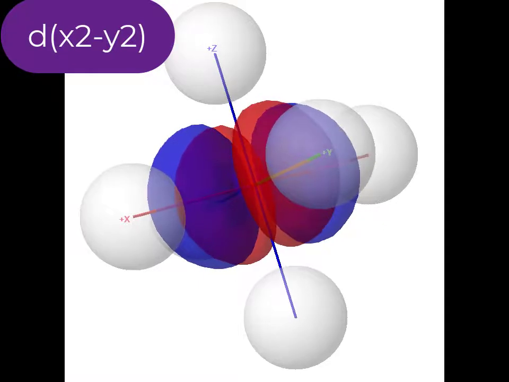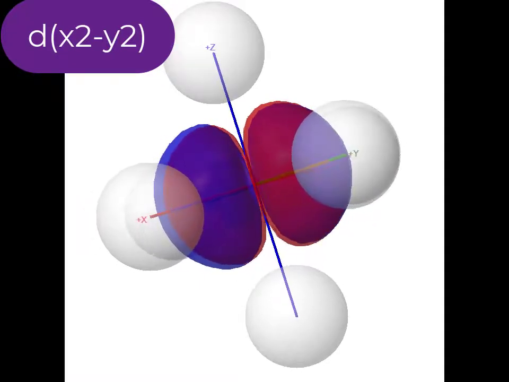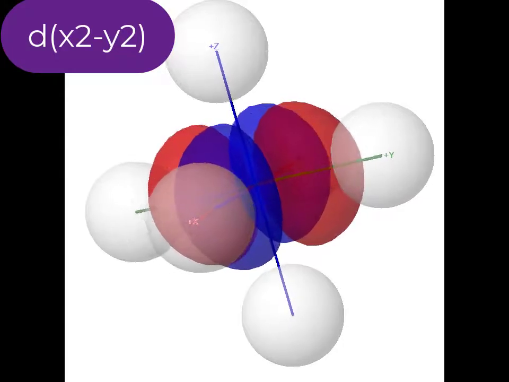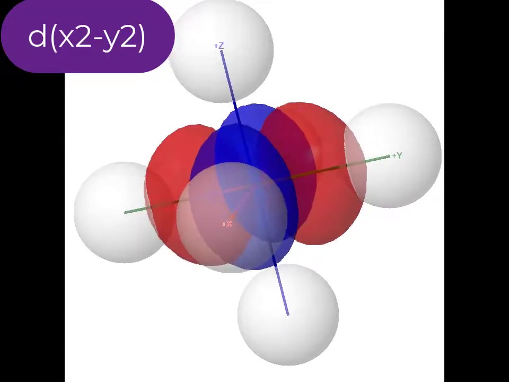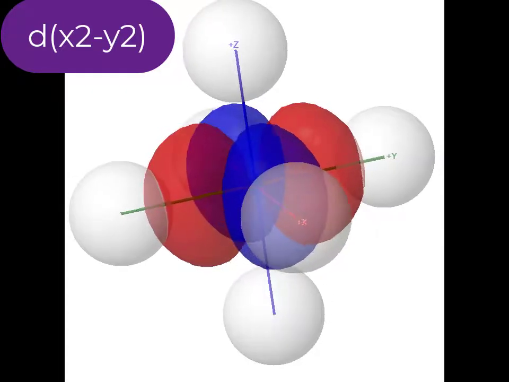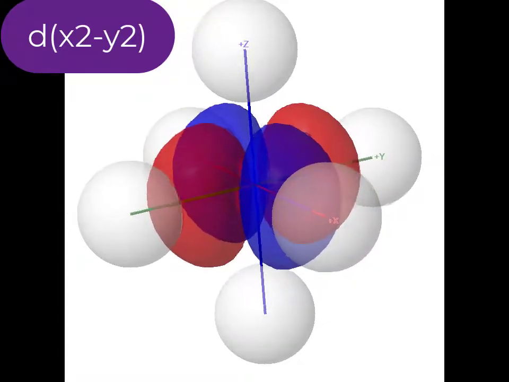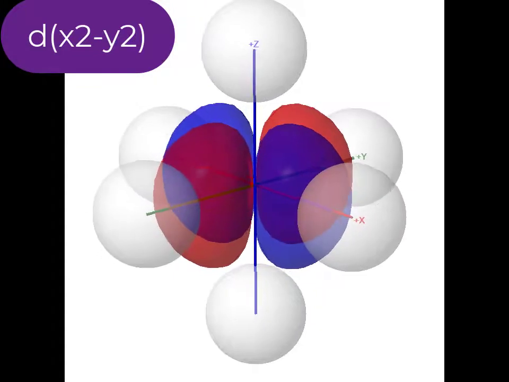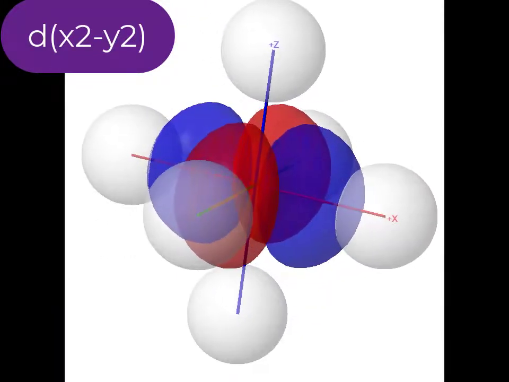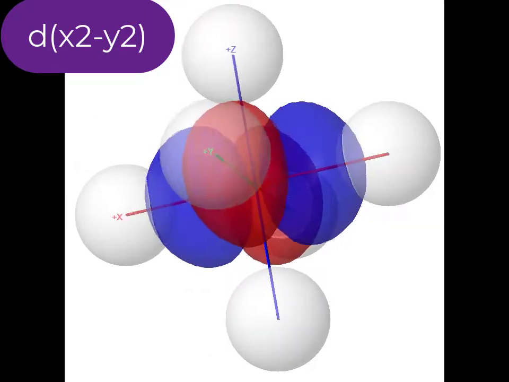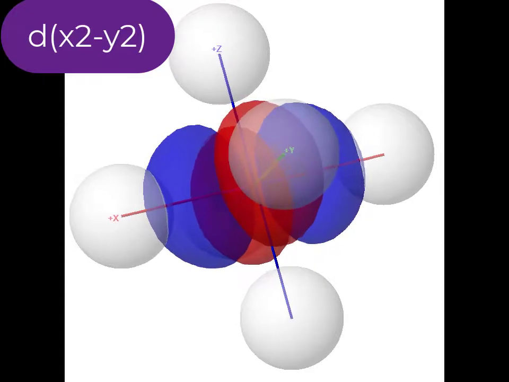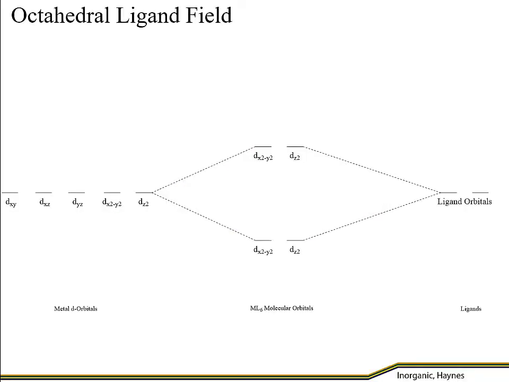We can see if we were going to rotate this molecule a little bit, we would see that the orbitals on our z-axis actually lie in nodal planes for our x squared minus y squared orbital. So we have very strong interactions for both the dz squared orbital and our x squared minus y squared orbital. So let's look at what happens to our molecular orbital diagram when we take into account the dz squared and x squared minus y squared orbitals.